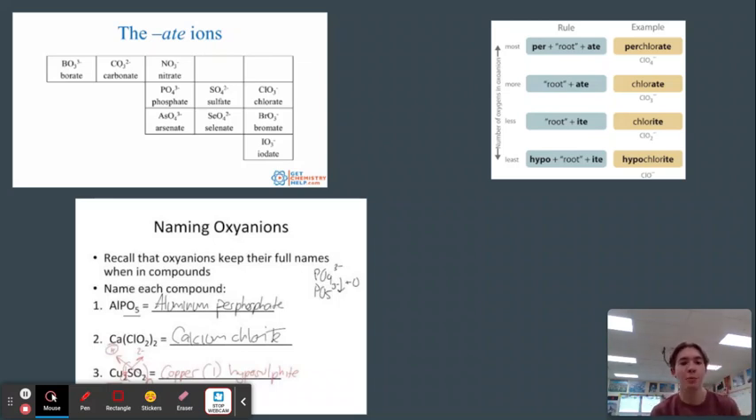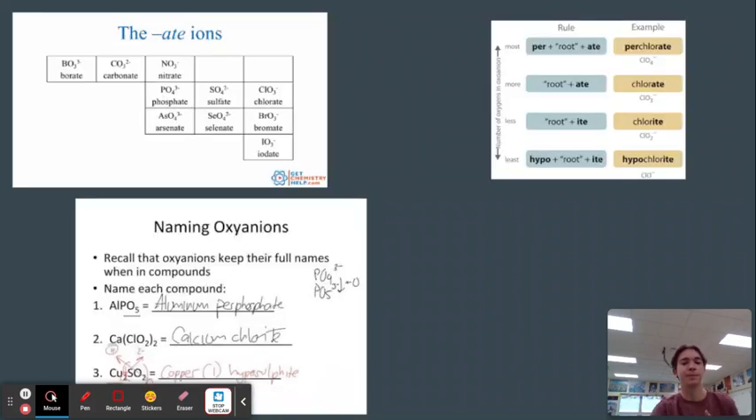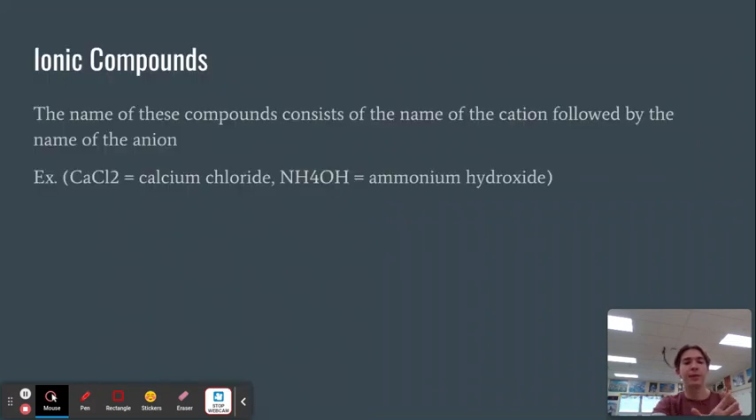And then more with naming oxyanions, you can see here in the corner is an example of a couple of naming conventions with them. So when you're naming the compound, it's the name of the cation and the name of the anion, which I have listed right here. So with that aluminum cation and the perphosphate anion, it's just aluminum perphosphate. So that's the case with also right there you can see calcium chloride. These are all ionic compounds. So the name is just the cation followed by the anion.